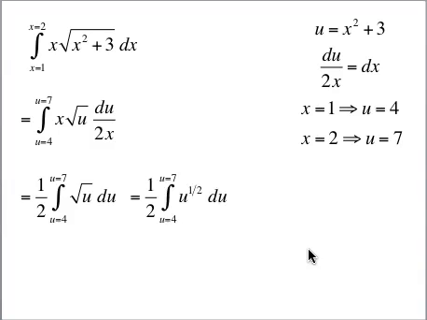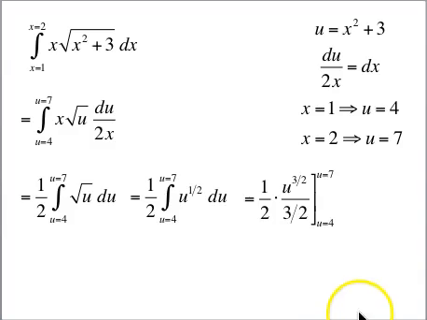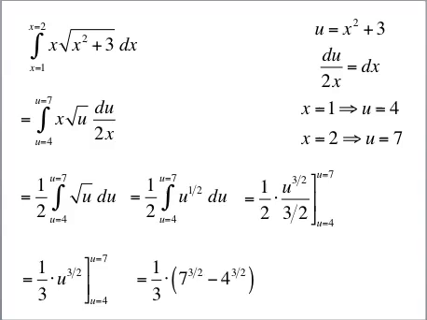Root u is u to the 1/2 power. And then we remember our power rule. Integral of x to the n is x to the n plus 1 over n plus 1. That will be u to the 3/2 over 3/2 as u goes from 4 to 7. 1/2 divided by 3/2 is 1/2 times 2/3, or 1/3 u to the 3/2 as u goes from 4 to 7. So we're going to get 1/3 times 7 to the 3/2 minus 4 to the 3/2.